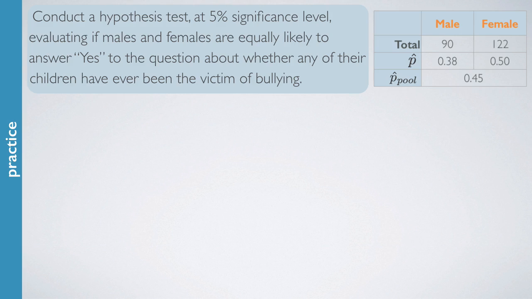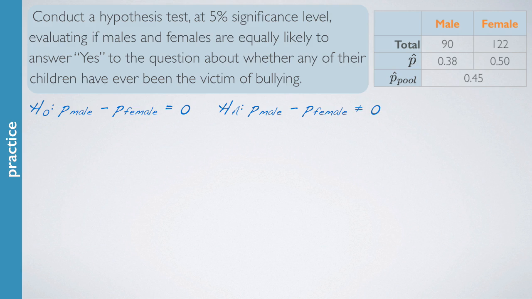Since our conditions are met, we can finally conduct a hypothesis test, and we'll do so at a 5% significance level, evaluating if males and females are equally likely to answer yes to the question about whether any of their children have ever been the victim of bullying. So the null hypothesis here was that the two proportions are equal to each other, and the alternative is that the two are different from each other. We had already set these hypotheses early on in the first slide of this video.